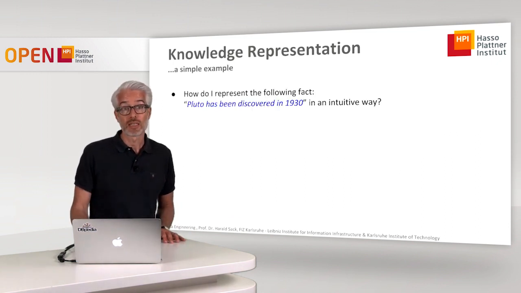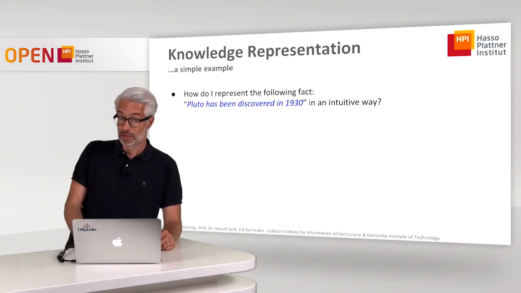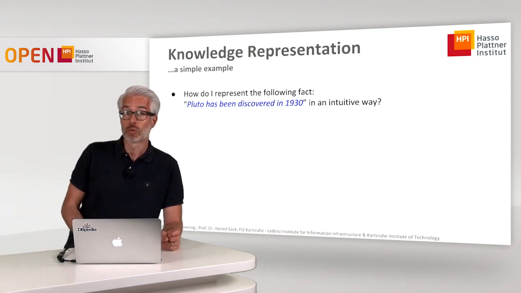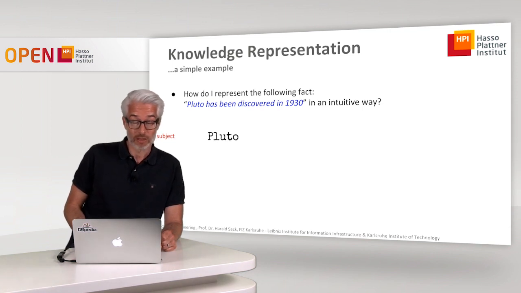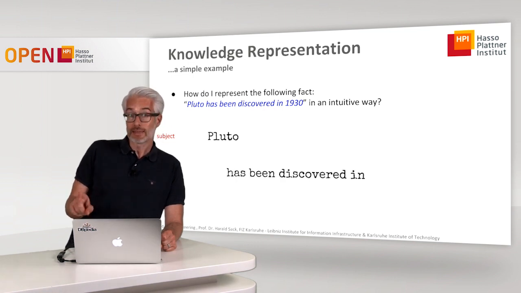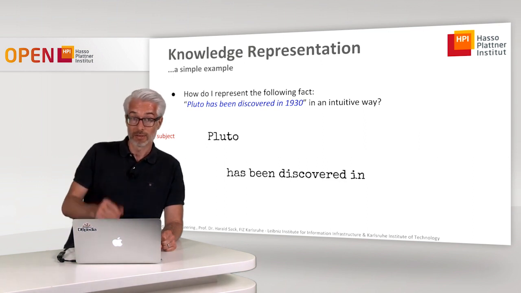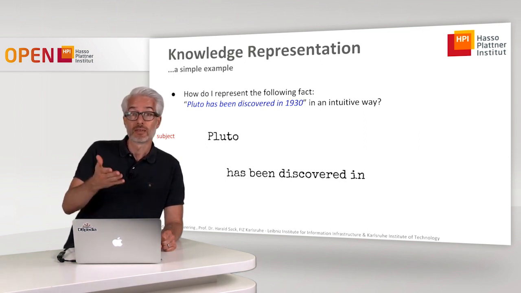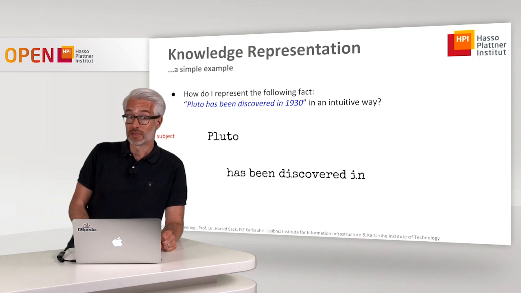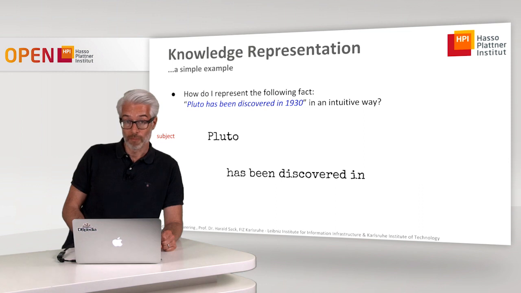So, the question again, how do I represent the following fact in the most intuitive way? So this is a fact. So simply let's analyze what is in this fact. We are talking about something which is Pluto. So this is the subject we are talking about. Okay, this is the first thing. Then we say, this subject has a specific attribute, property, or predicate. So the sentence: subject, predicate, object. So here we have the predicate, has been discovered in. So this is something like a property or an attribute which could be mapped to the subject Pluto.